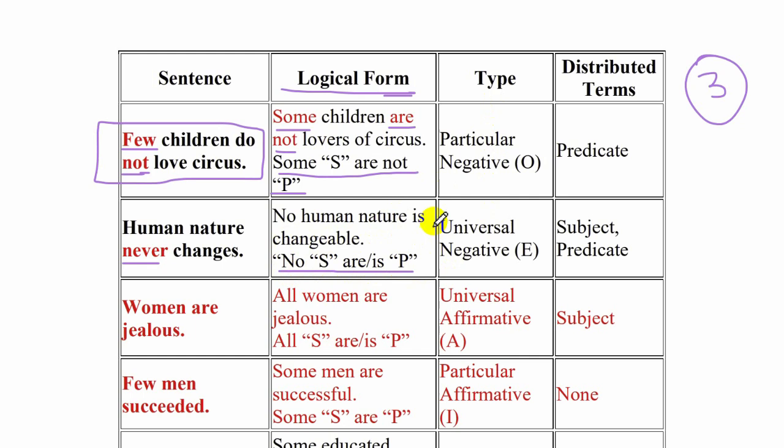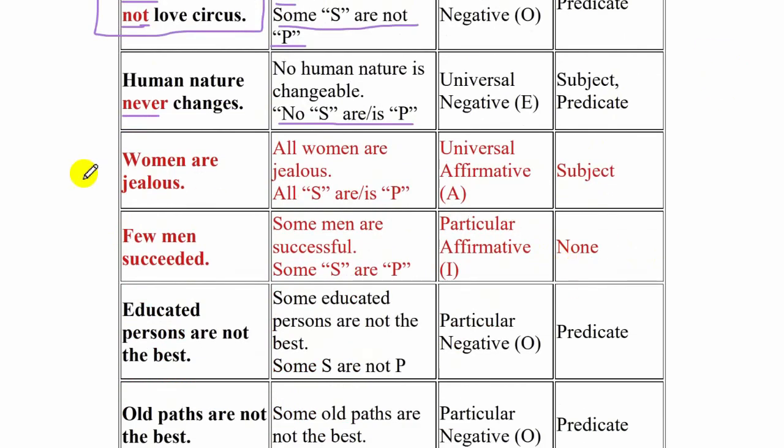I think you'll get marks even if you write the standard logical form. But better to write this also and change it into its appropriate proposition type. Type is universal negative E. You have to write all of this. Universal negative E. Distributed term, we know both subject and predicate are distributed terms. That is human nature. Human nature changes. Both are subject and predicate. Both are distributed terms.